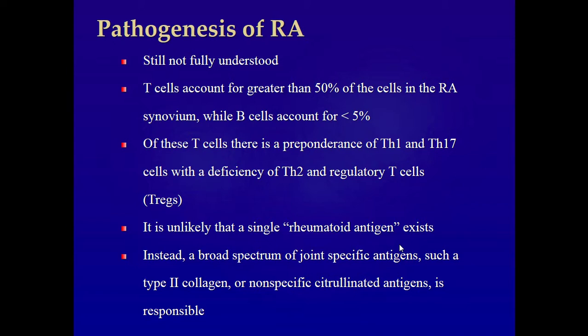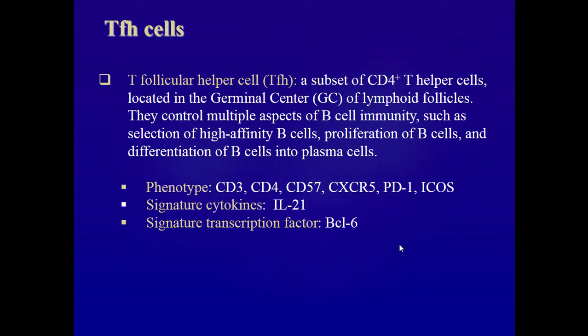It's unlikely that a single rheumatoid antigen exists. A lot of people believe that type 2 collagen plays a major role in the development of rheumatoid arthritis. So today I will talk a little bit about the background of T follicular helper cells, then talk about some of the preliminary data we got from rheumatoid arthritis patients. And then I will focus on the small molecule which targets T follicular helper cells in the mouse model.